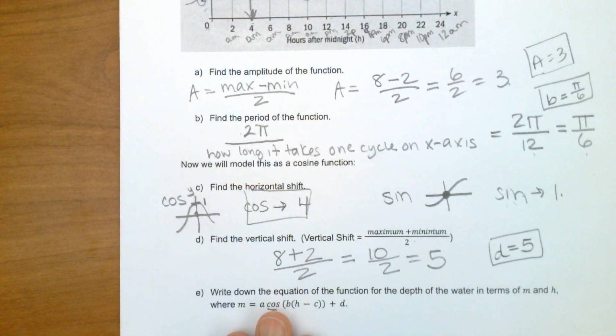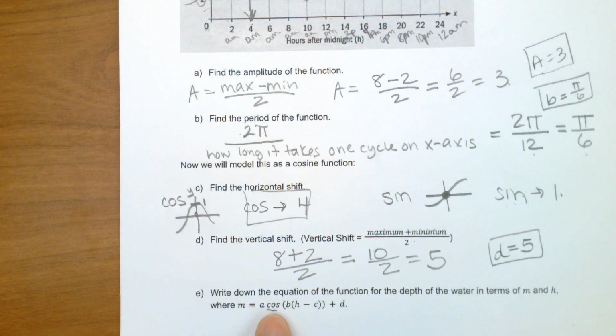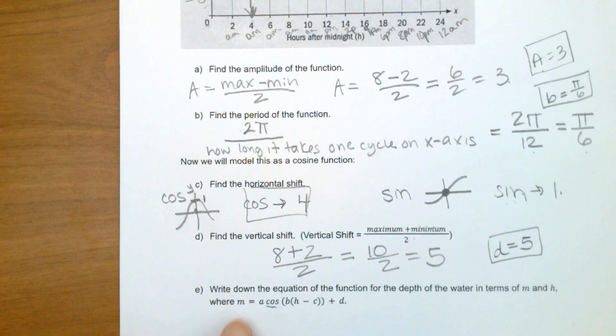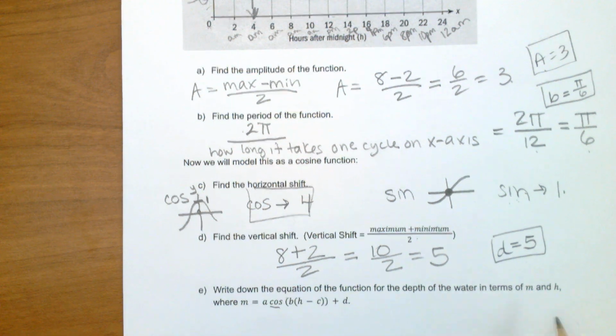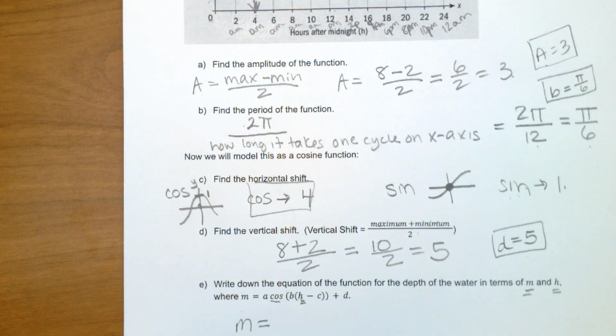In our problems in our book, they are going to tell you whether they want you to make a sine equation or a cosine equation. For this one, it says write down the equation of the function for the depth of the water in terms of m and h, where m equals a cosine b h minus c plus d. When they say in terms of m and h, we're still going to have an m in our problem, and we're still going to have an h in our problem. We're not going to take those two variables out.